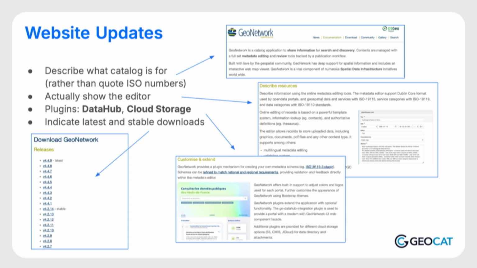We also talked about a few of the plugins that have been added. GeoNetwork comes out of the box with some functionality, but if you add a plugin, you can have that data hub alternate UI, or you could have different cloud storage options. And then we also made a change to indicate what are the latest and stable downloads.